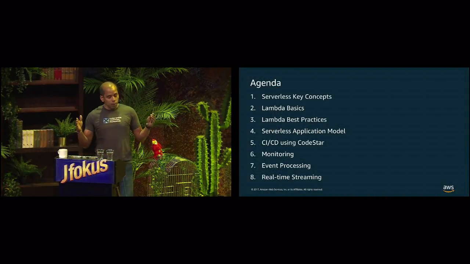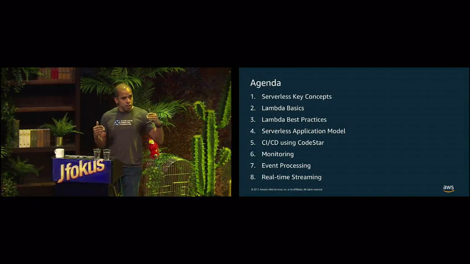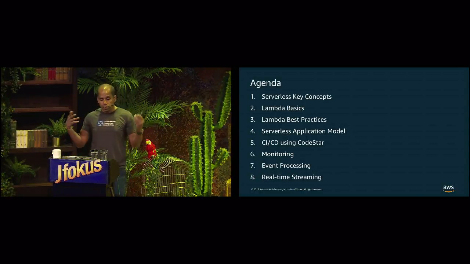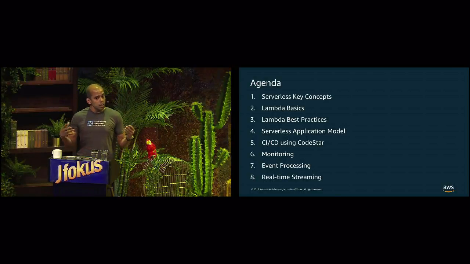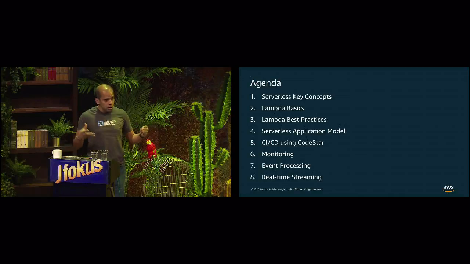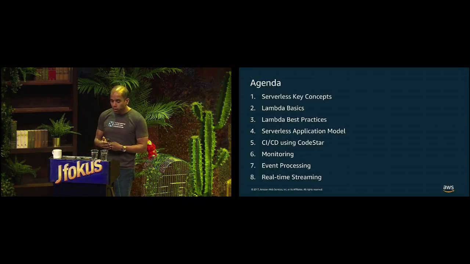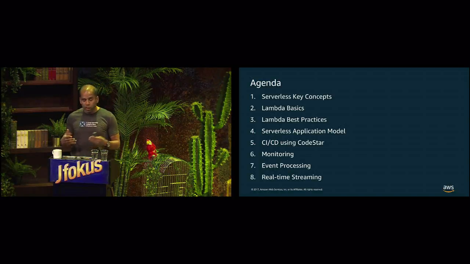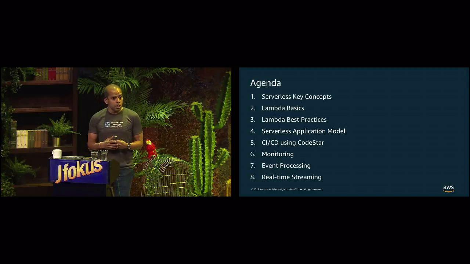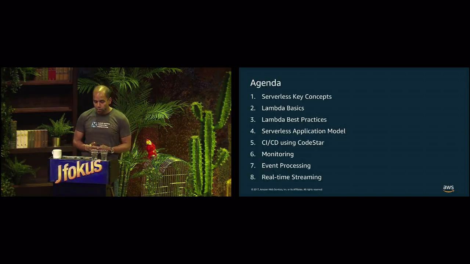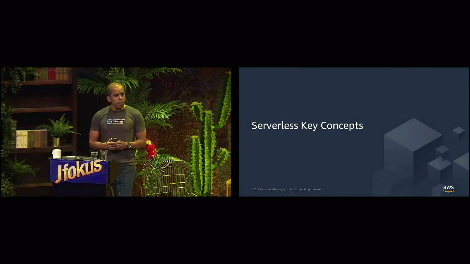In the lay of the land, the way we are looking at it is we'll talk about serverless key concepts, Lambda basics, and some of the basic concepts over there. We'll also talk about the serverless application model, how you can easily deploy your serverless applications as opposed to just one Lambda function. We'll talk about how you can build your CI/CD deployment pipelines very easily. We'll talk about application monitoring in terms of Lambda context, event processing, and then eventually conclude with real-time streaming use cases for Lambda. Let's talk about the concepts.